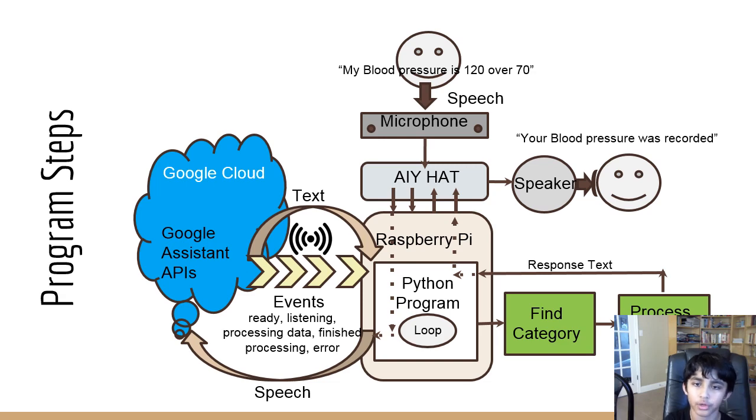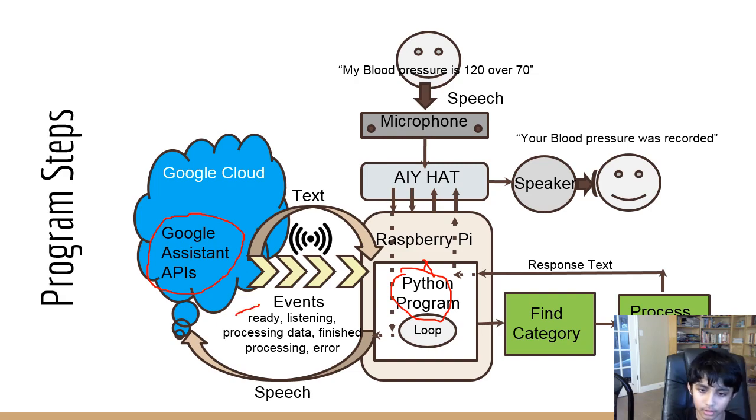For example, if someone says "my blood pressure is 120/70", the speech goes into the microphone, which goes into the AIY hat, which goes to the Python program, which is inside the Raspberry Pi. Then the program needs to give the speech to the Google Assistant APIs inside the Google Cloud to convert it into text. And while the Google Cloud is converting, the Python program is waiting for the events.